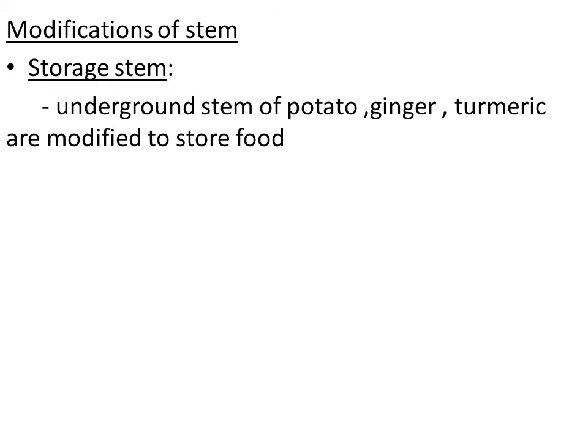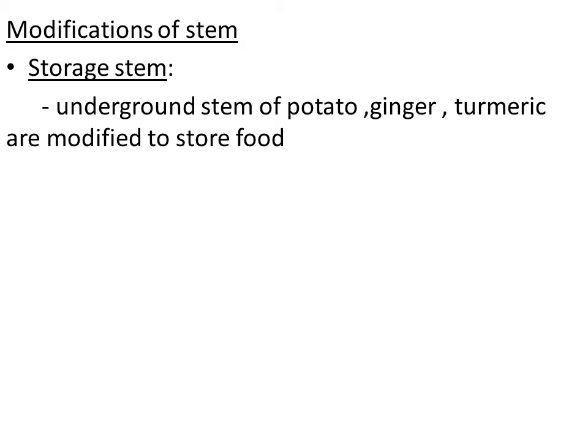One of the purposes for the modification of stem is storage. In order to store food material, the stem in some plants gets modified. Such a stem is called a storage stem. Clear? So the purpose of the modification is the storage of food. The best examples are potato plant, ginger, and turmeric plant.